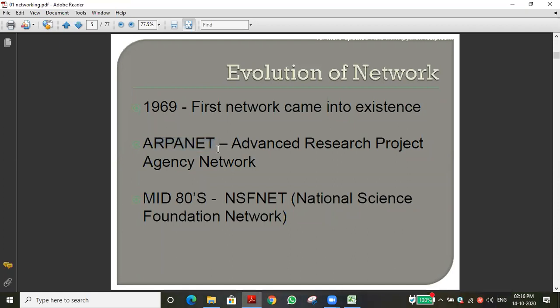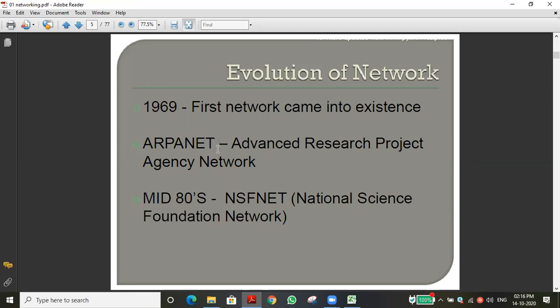So first, all the scientists of America formed one network called ARPANET, the Advanced Research Projects Agency Network. In this agency they developed it and introduced it in the army and in the official communication of America. It was not for normal people or industries, only for government purposes.